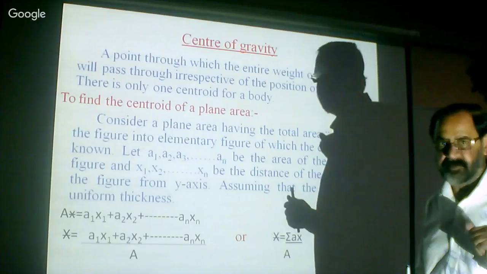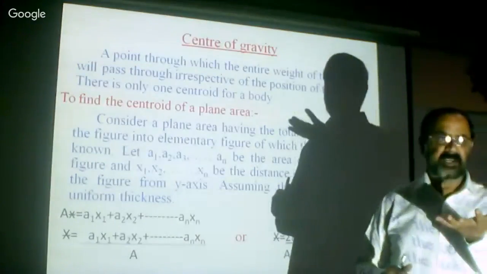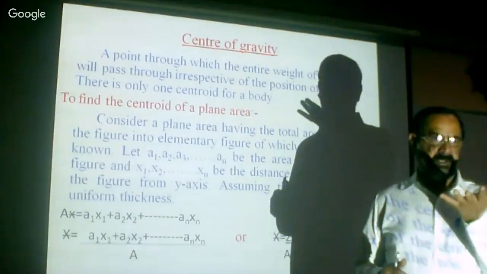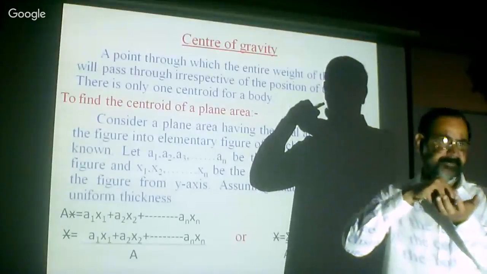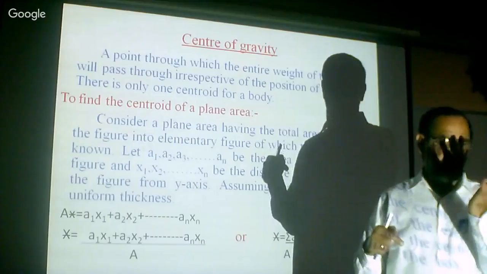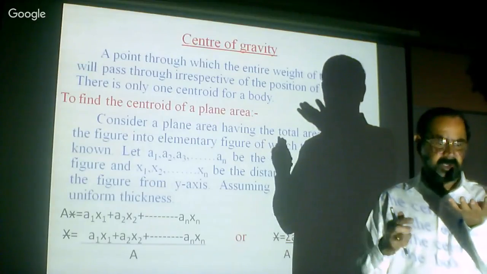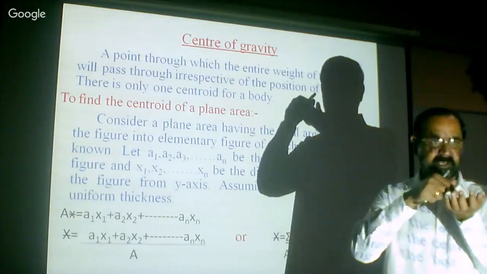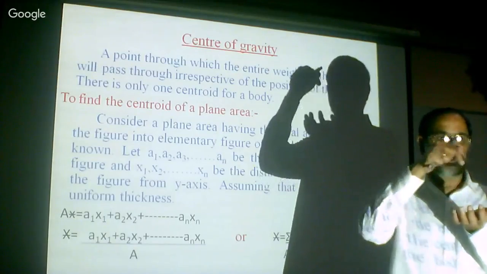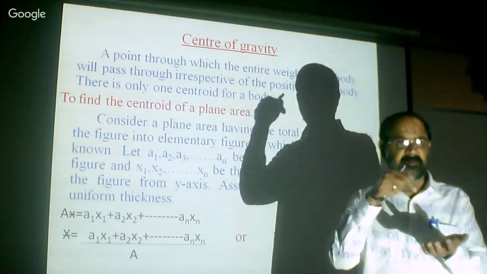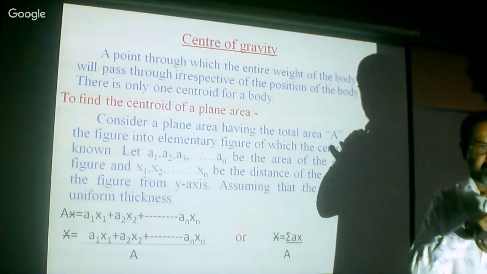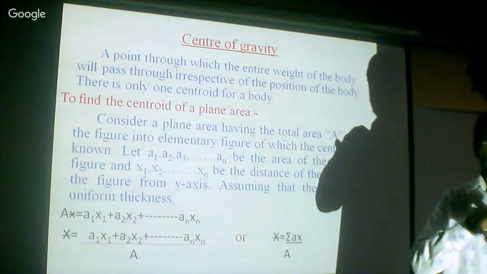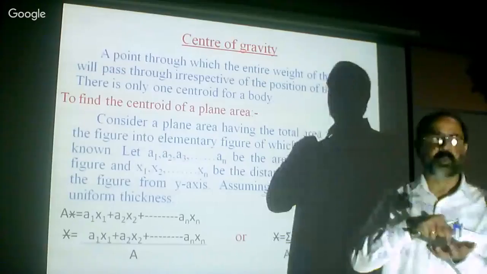Centroid, what is centroid? Centroid means the center of the plane figure, where the mass of the plane figure concentrates, coincides, and merges at a point. That is the centroid. The center of gravity is the center of the figure, the point through which the entire mass of that figure acts. That is centroid, center of gravity.